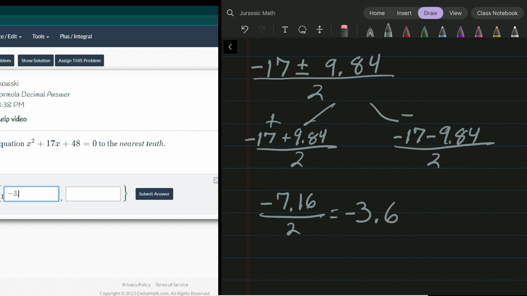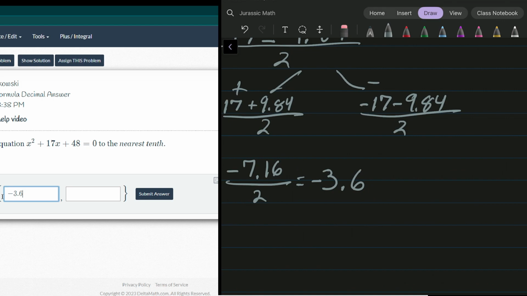And this is one of those things where on Delta Math in your test, if you're off by like a 10th and you come and show me your work, I will be more than happy to just give you the points on the test. All right? So don't feel like, oh man, I rounded just off a little bit. No, don't worry about that. As long as you show me your work that you did it and it was just a small rounding error, I will give it to you.